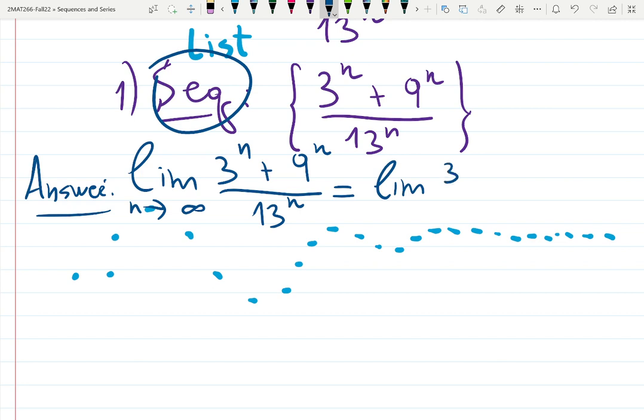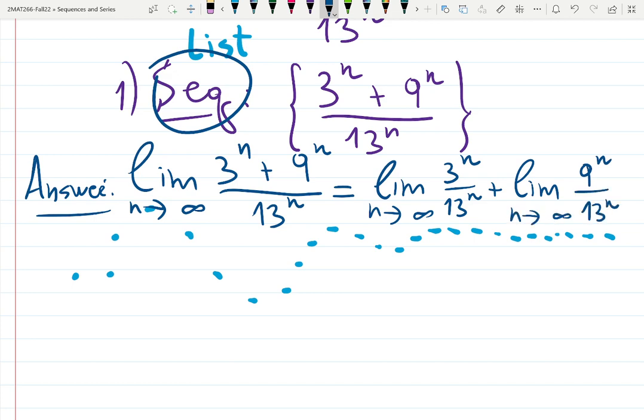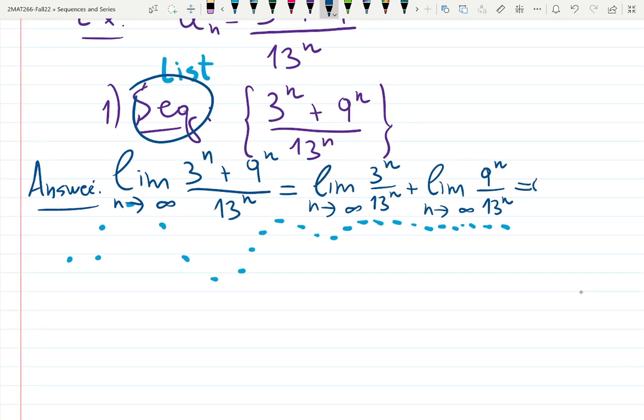I would break it into 2 limits: 3 to the n over 13 to the n as n goes to infinity. The property of limits allows us to do that. And 9 to the n over 13 to the n as n goes to infinity. Each limit is 0 because the denominator explodes to infinity faster than the numerator, or because (3 over 13) to the n definitely shrinks to 0, just like (9 over 13) to the n shrinks to 0. Fraction times fraction times fraction, of course it shrinks to 0.